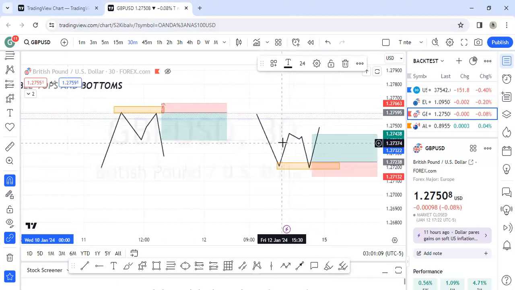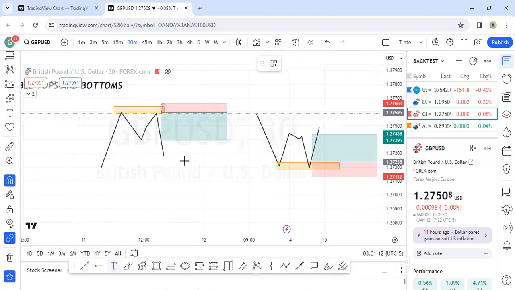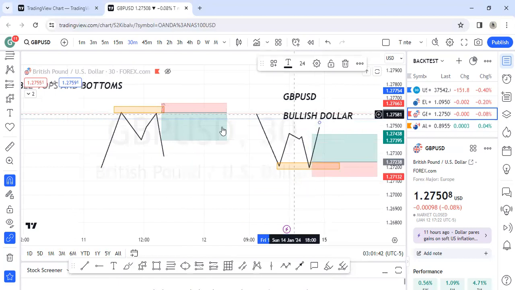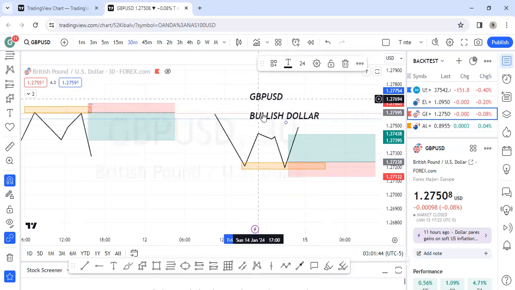Let us do a little assumption now. Let's assume that this is a pair like GBP USD, and then we have a bullish dollar news. Let's just say a bullish dollar. So the dollar is bullish now. Let us do this analogy on this GBP USD chart.